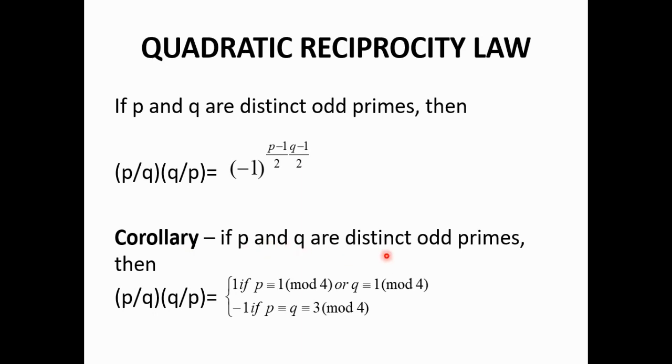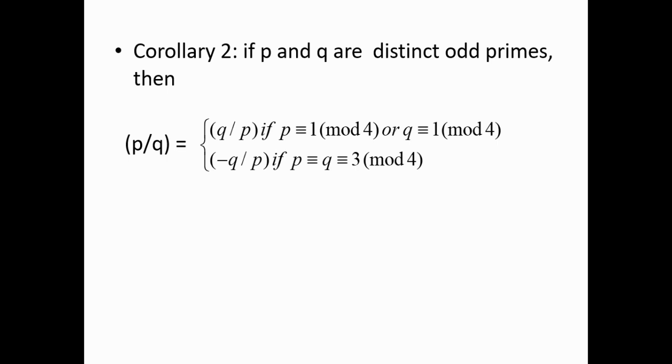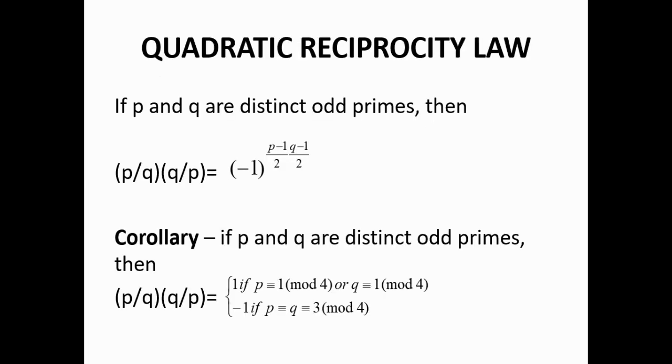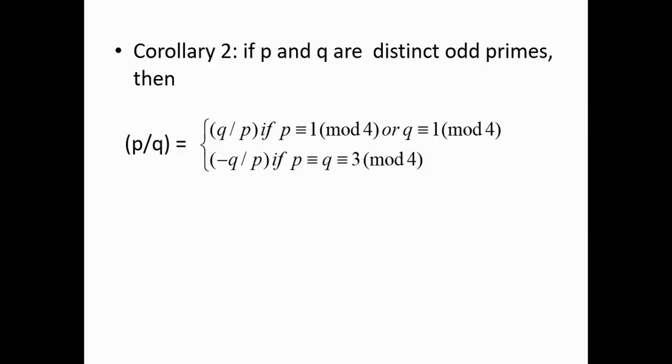If p and q are distinct odd primes, then p upon q into q upon p will be 1 if p is congruent to 1 modulo 4 or q is congruent to 1 modulo 4, and this is minus 1 if p and q are both congruent to 3 modulo 4. So this is 1 if p or q, any of them, is congruent to 1 modulo 4. And this is minus 1 if p and q both are congruent to 3 modulo 4. So this is the difference.